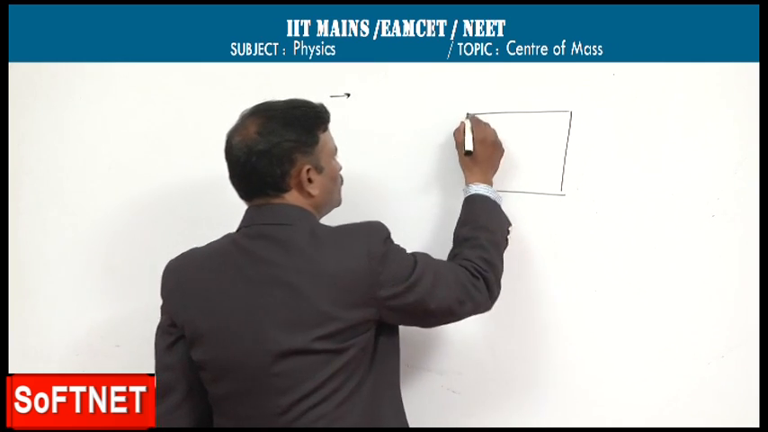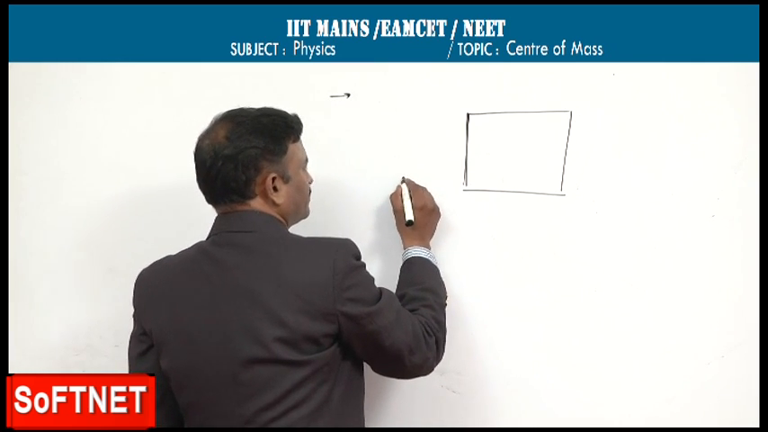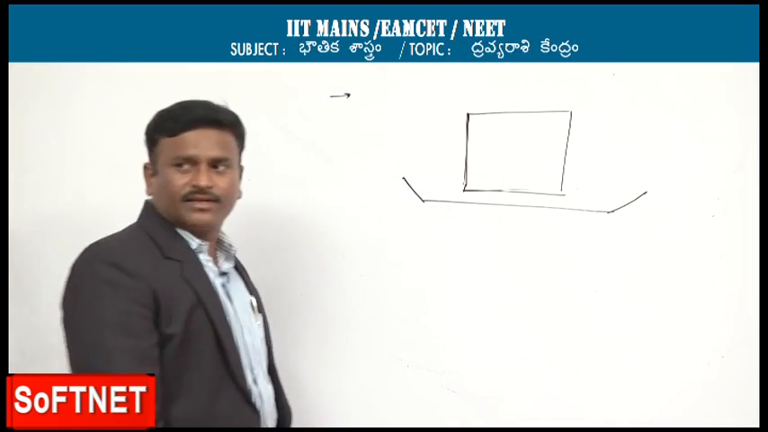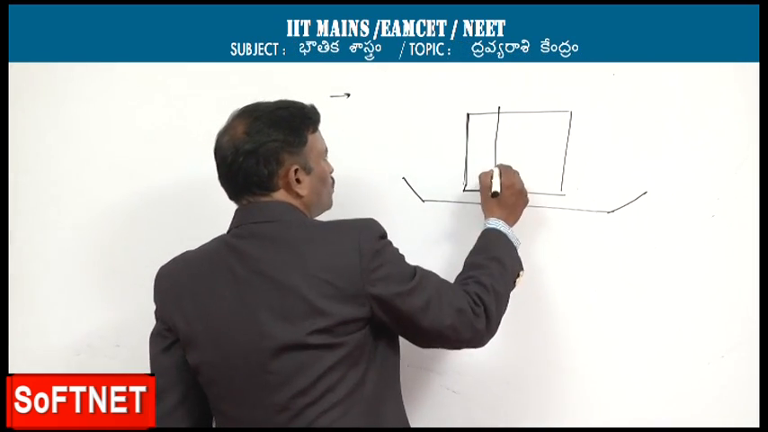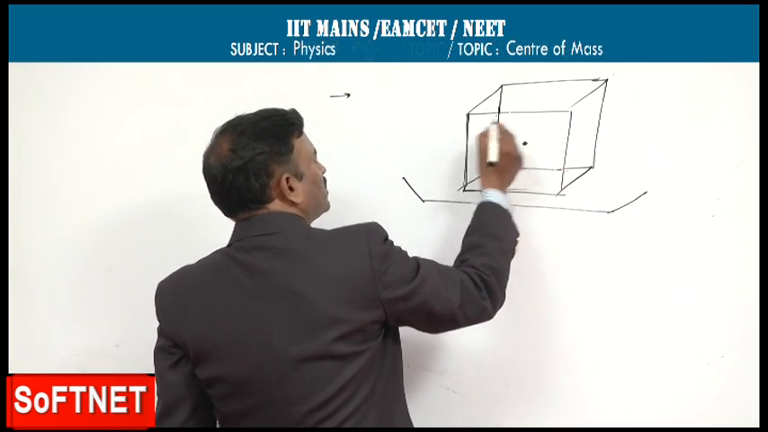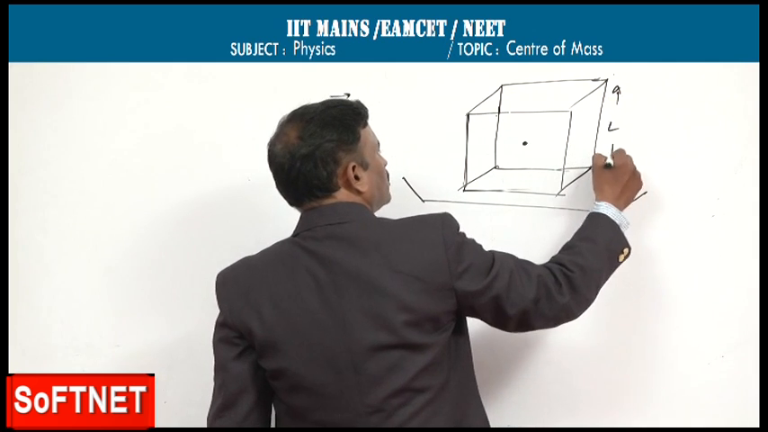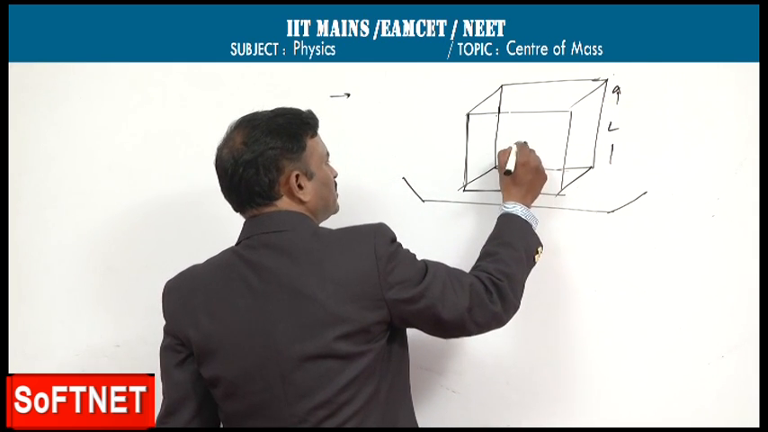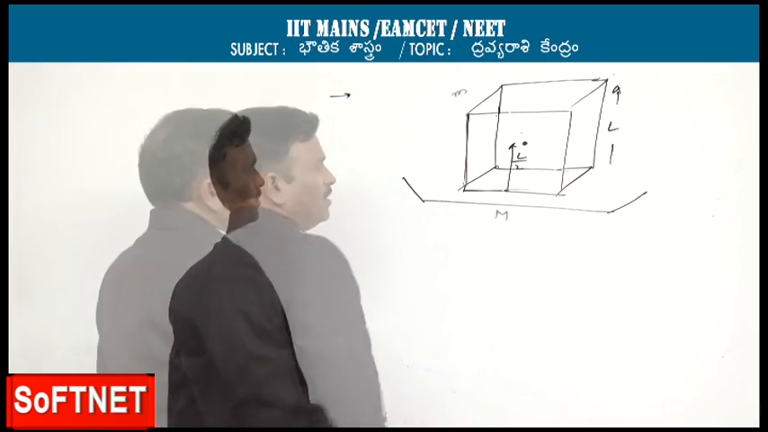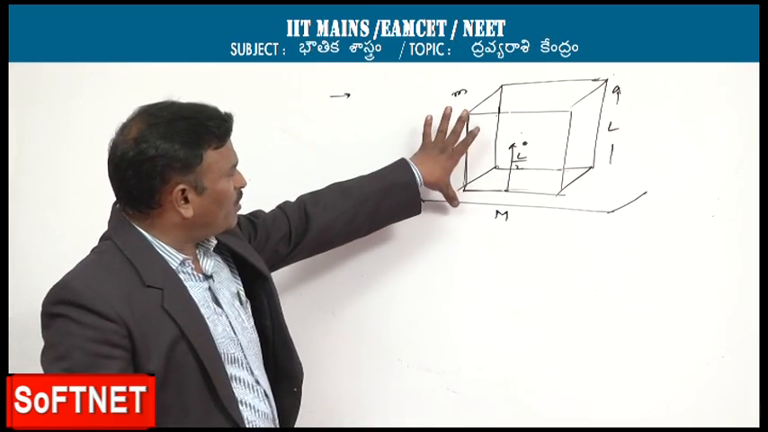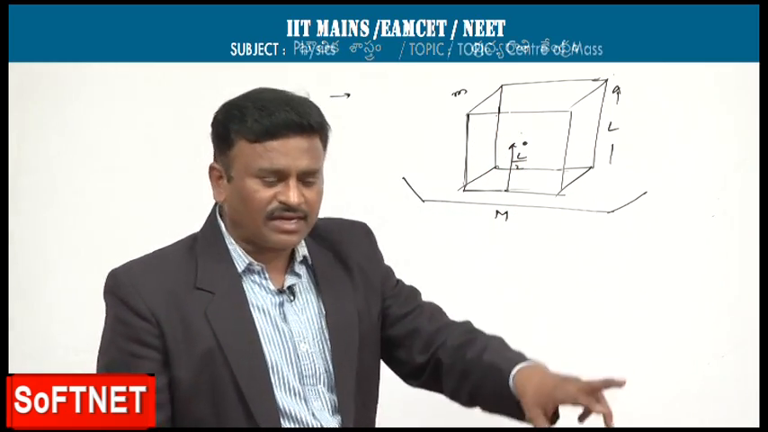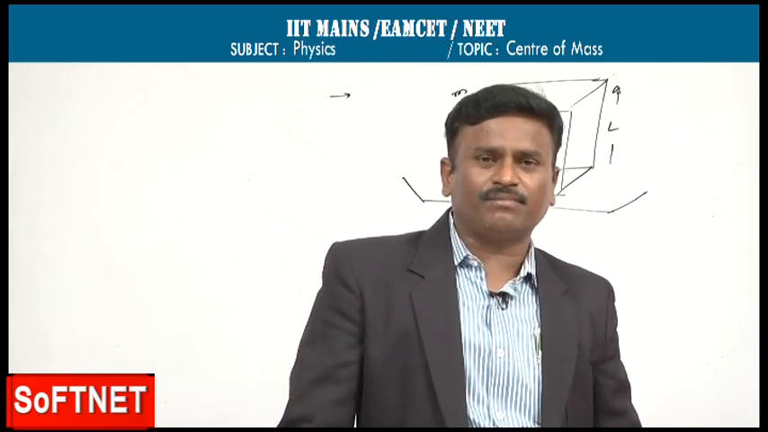Shift in center of mass, another model. There is an ice cube in a tray, assume. The side of the ice cube is L, so the center of mass of the ice cube is at L by 2 distance. We want to find out the shift in center of mass of the ice cube when it gets melted. After melting, what is the shift in center of mass?